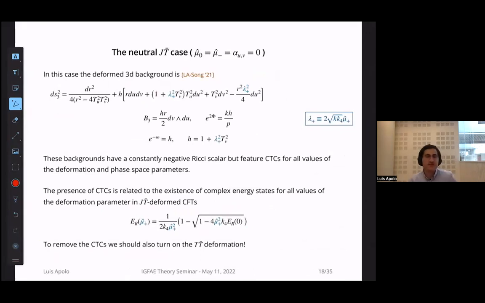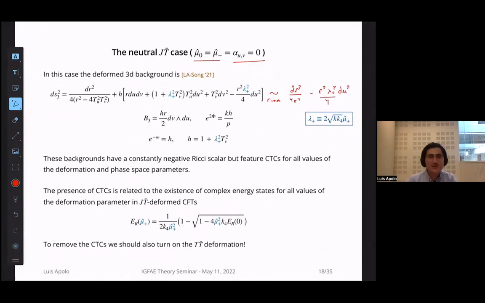Okay, now let me describe another simple case, which is the neutral JTbar case, where we turn off these deformation parameters, and it's neutral because we also turn off the U(1) charges. In this case, the deformed background is given in this way. Again, we can expand near r equals infinity, where we get the following metric.